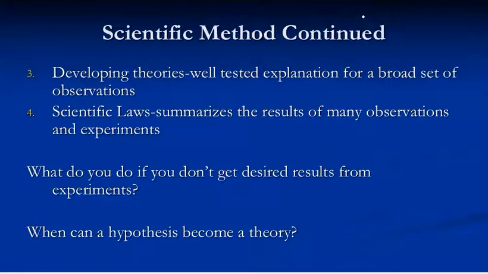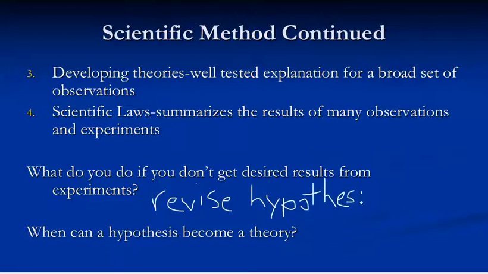What do you do if you don't get the desired results from your experiments? Well, if you don't get the desired results, that means your hypothesis needs to be changed. So you want to go back and revise that hypothesis. Again, your hypothesis is an educated guess. It does not have to be right. Your experiments can disprove that hypothesis.